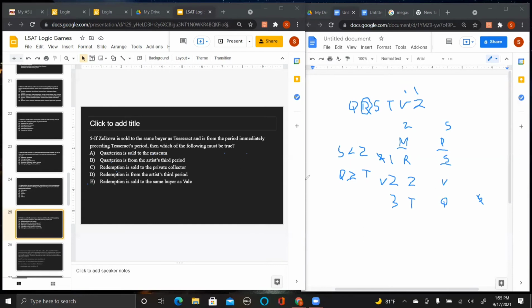So which of the following must be true? Quaternion is sold to the museum? No. Quaternion is from the artist's third period? Yep. Answer, done. We can check the rest if we want. Redemption is sold to the private collector? Nope. Redemption is from the artist's third period? Nope. Redemption is sold to the same buyer as Veil? No. All right, so done with that game.